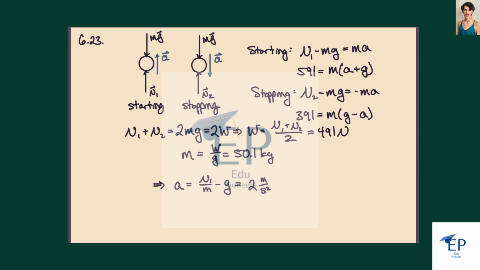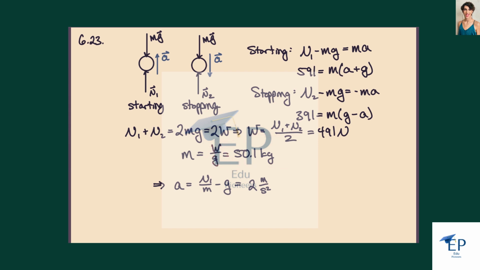Again, you probably could have figured that out to begin with, because these accelerations were equal and opposite in direction, so the weight would be the average of the two readings. Now, to get their mass, we just divide the weight by gravity, and that turns out to be 50.1 kilograms.